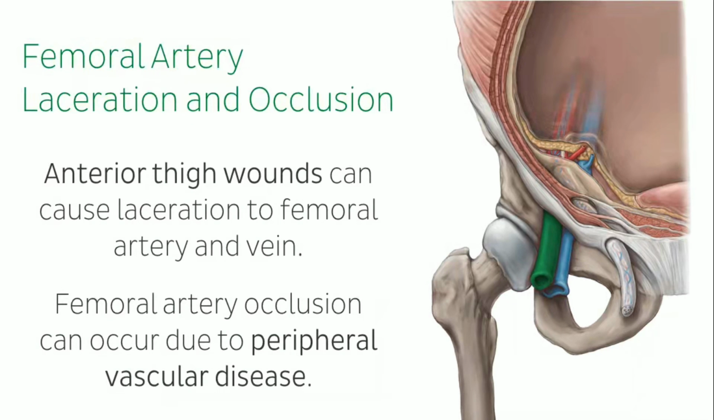Occlusion of the femoral artery can cause intermittent claudication of the calf. This is a cramp-like pain of the calf, exacerbated by movement and relieved by rest. And that concludes our tutorial on the femoral artery and its branches.